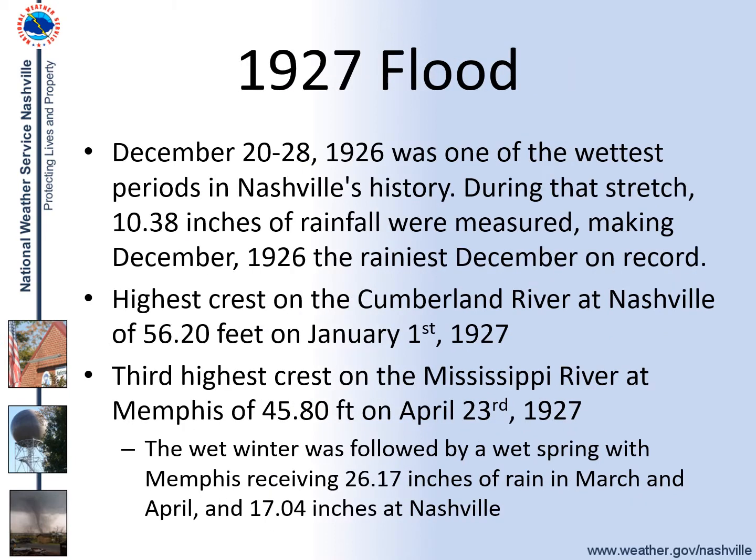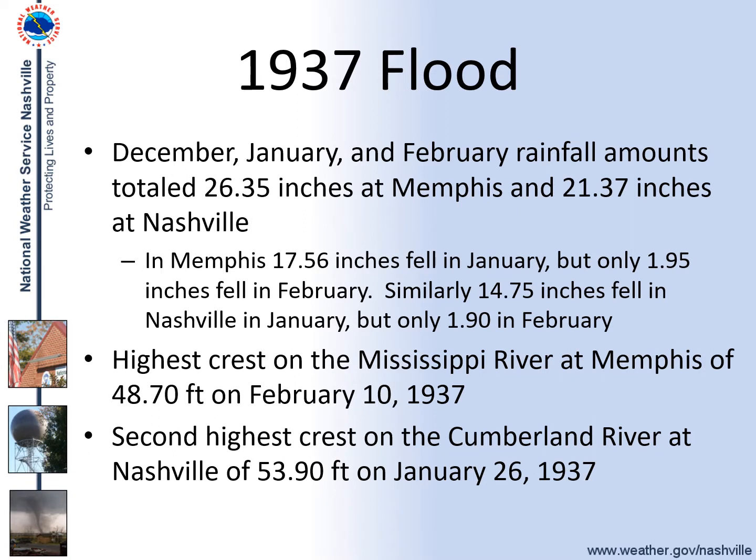The rain that caused the flooding in 1927 actually began in December of 1926. The stretch of heavy rain at the end of the month caused significant flooding along the Cumberland River, and not just in Nashville, all along the river. Above normal rainfall continued through the winter into the early spring, and this led to widespread flooding in the Ohio River and Mississippi River basins. And the Mississippi River at Memphis reached its third highest level on record that spring.